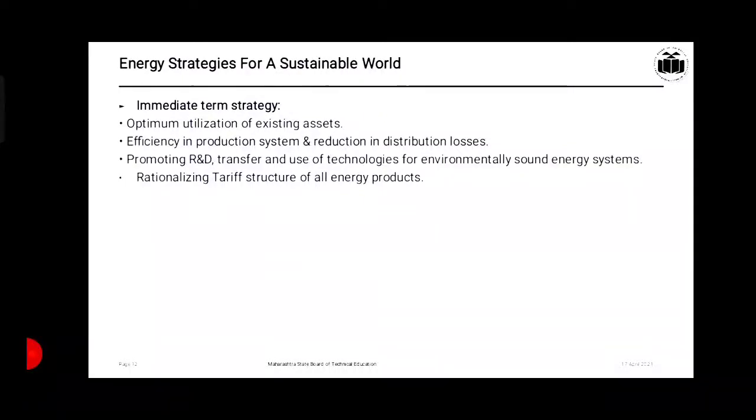Its research and development and transfer and use of technologies for environmentally sound energy systems.